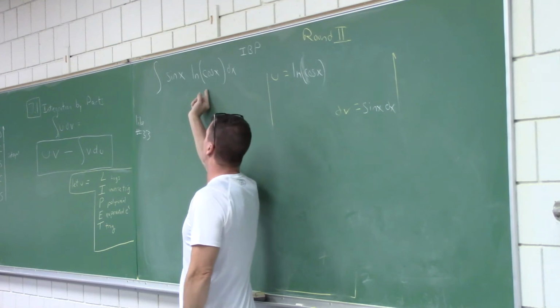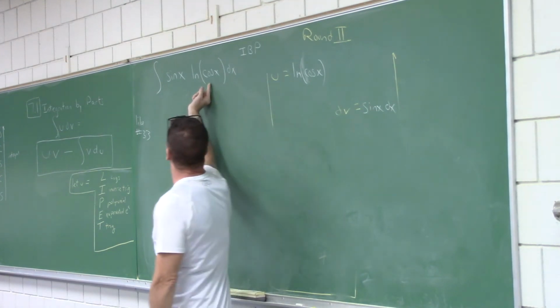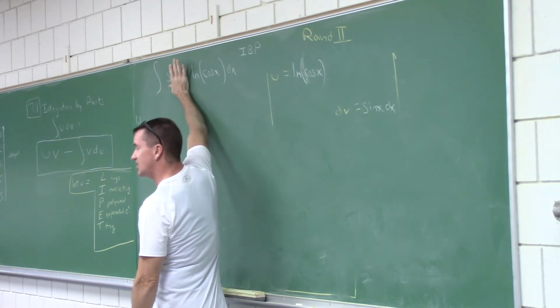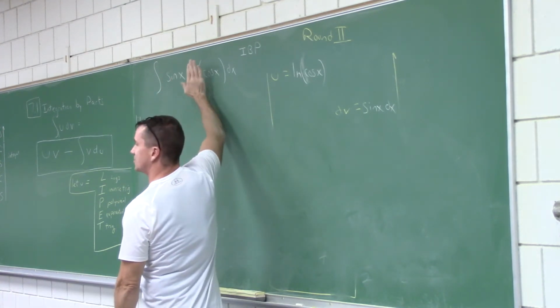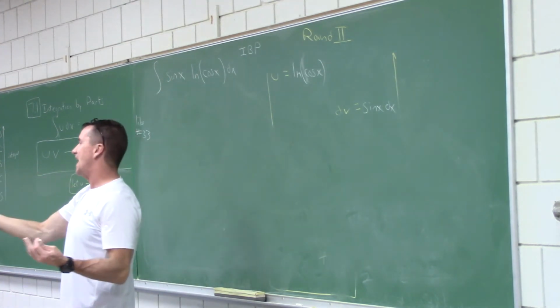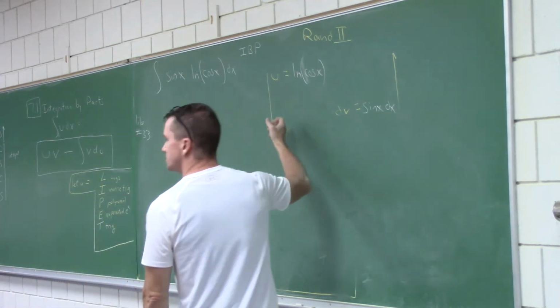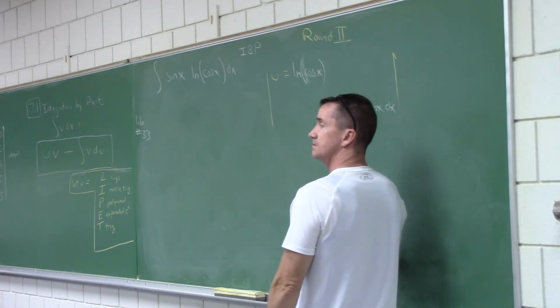So your first suggestion was, I'll let u equal cosine of x. The derivative is what? Negative sine of x, which knocks that out. Now you have the integral of natural log of u. We did that about a half hour ago. Oh, that requires integration by parts. So it would still work.